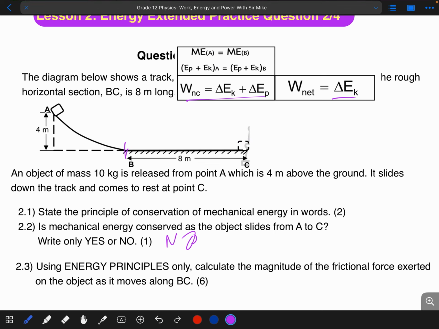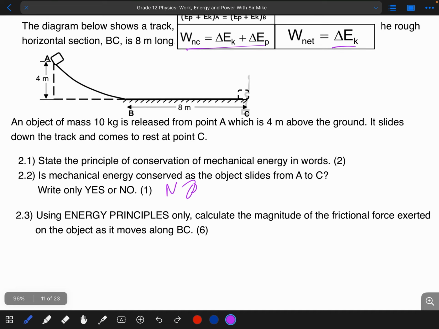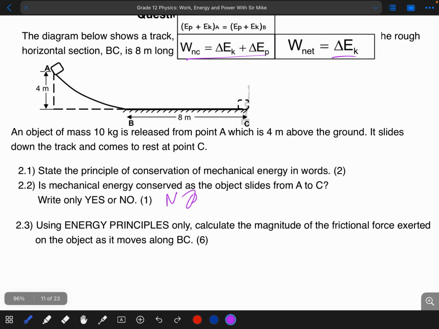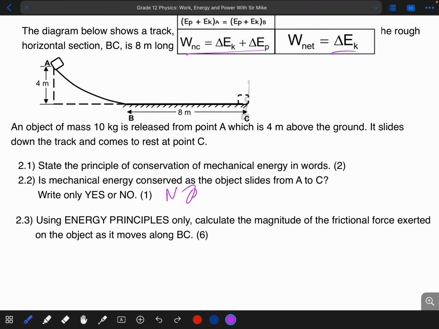So what we are going to do is first calculate the speed of the object at point B. We know it was released from rest, and we want the speed at point B. We will use the mechanical energy between points A and B. Why? Because we do not have friction there. They say that it is a frictionless surface, or section.